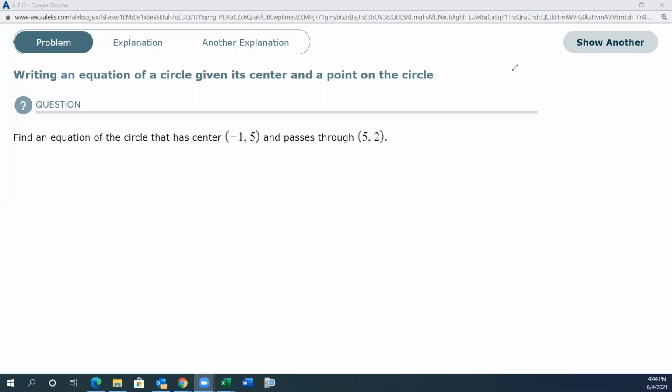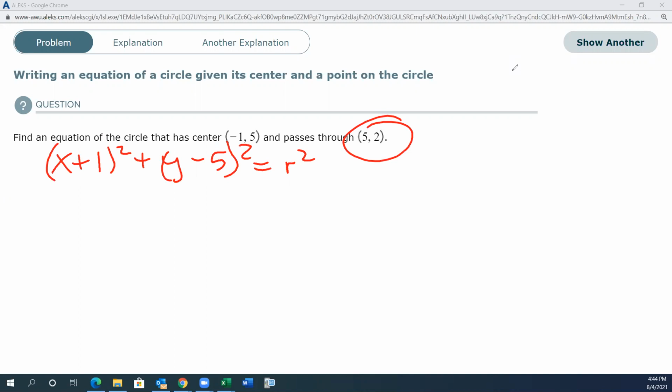Okay, so once again, we find the equation of the circle. This time we got to work a little more for it, but not too bad. Well, the center is negative 1, 5. Okay, cool. So we got that. But they don't give us the radius. So all we need to find is the radius. We already got the center, so we only have one left. We haven't even broken a sweat yet. But it says it does go through the point 5, 2.